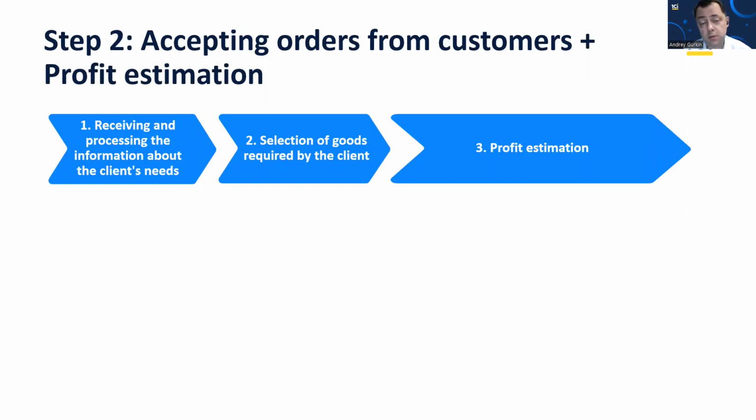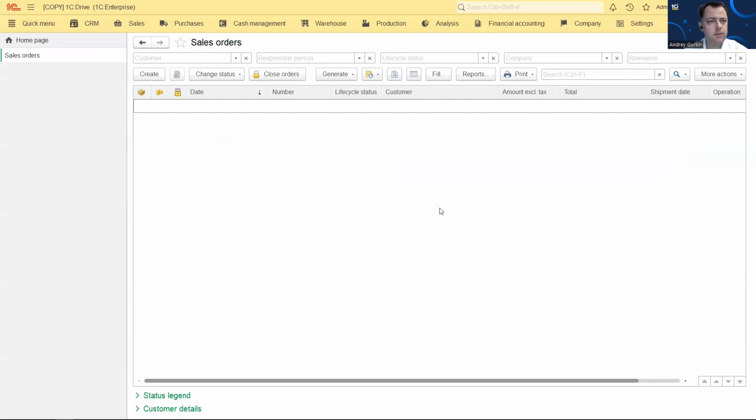And we are continuing. Say thanks to our production supervisor. Thank you, Alexander, for the detailed description of the features and, of course, for the metadata. And we are continuing with step number 2, accepting orders from the customers and using the current version of the profit estimation tool. We're receiving and processing the information about the client's needs, and we're selecting the goods required by the client.